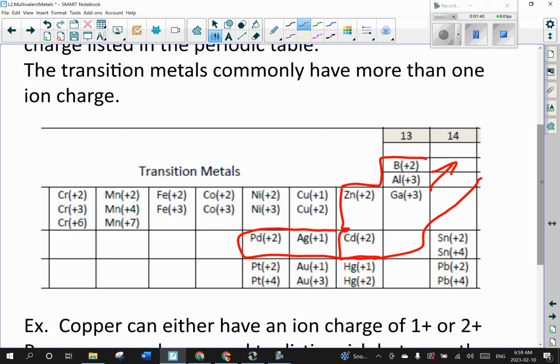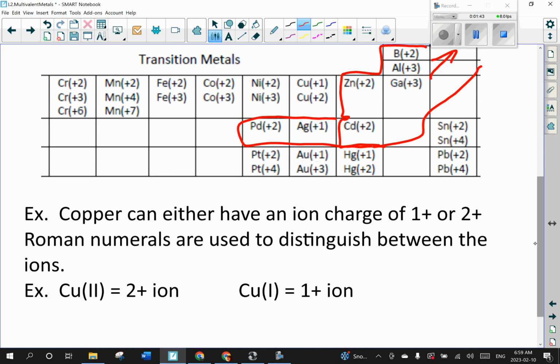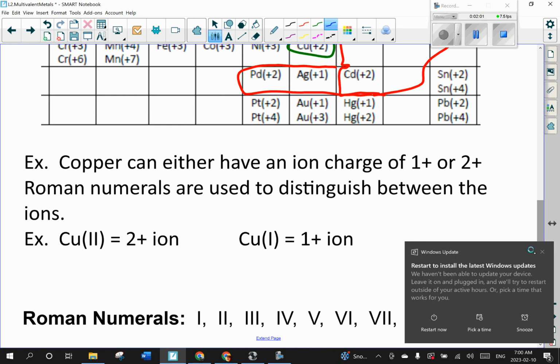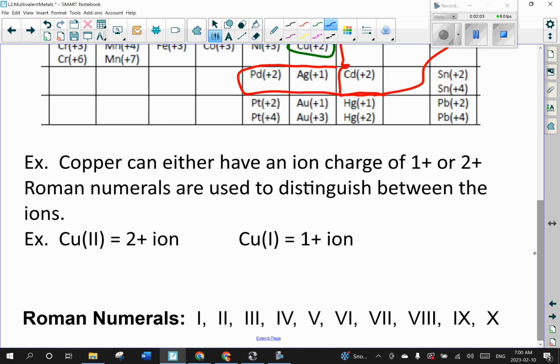So we've got to figure out, are you bonding with copper? Are we dealing with copper 1 or copper 2? How do we figure that out? In the writing aspect, when scientists were creating their names, they decided to use Roman numerals. Roman numerals are just used to tell: is it the one with the 2 plus ion? We're going to use Roman numeral 2. Is it the 1 plus ion? We're using Roman numeral 1. So the Roman numeral tells which charge that copper is.